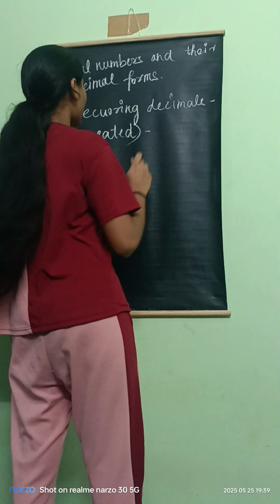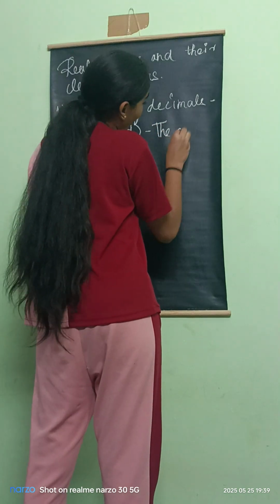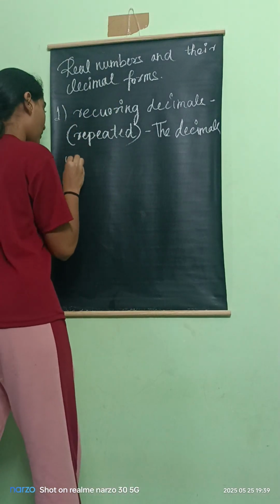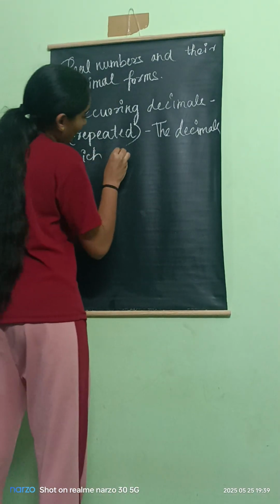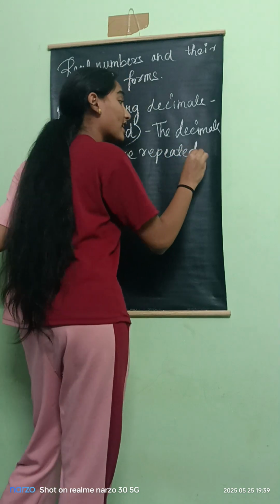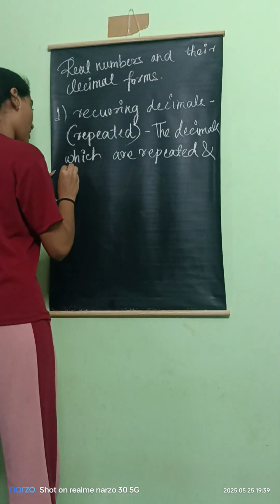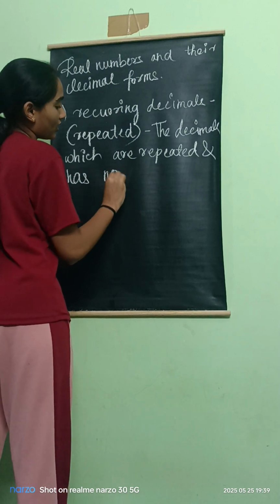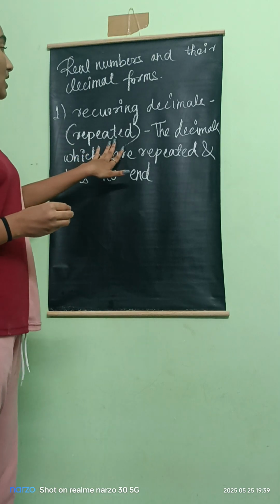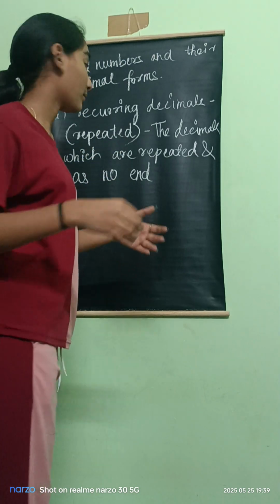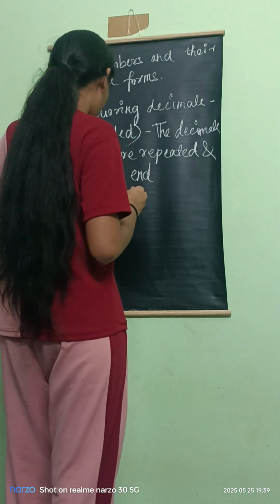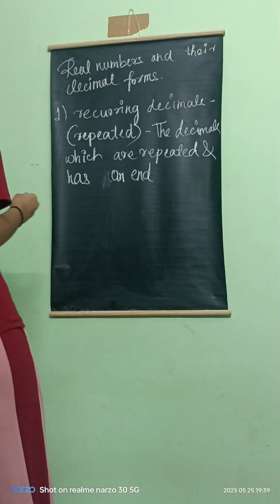So I can define it as: recurring decimals are the decimals which are repeated and has no end. Sorry, repeated means here it will be repeating, so it has an end. Sorry for my mistake. It has an end actually.